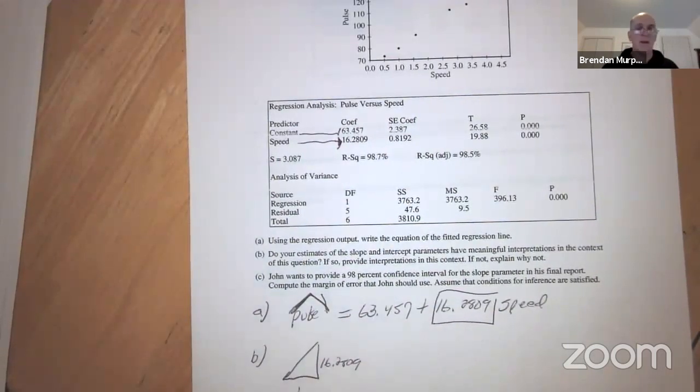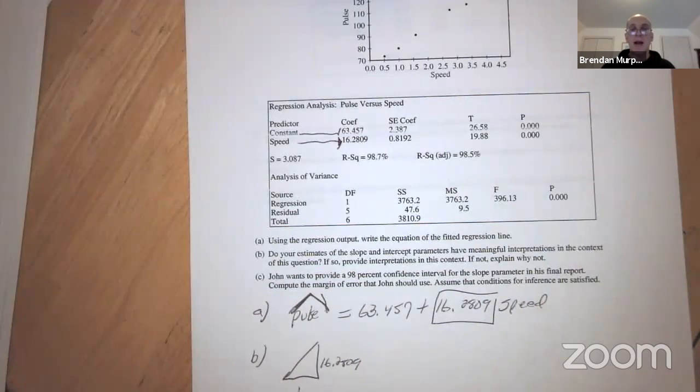Okay, part C I wanted to do real quick and we'll wind down. John wants to provide a 98% confidence interval. Oh, good. So different number here. I have to think a little bit. For the slope parameter in his final report. So I have 7 data points. John wants to come up with a confidence interval that we hope captures the population slope of the least squares regression line, or true slope.